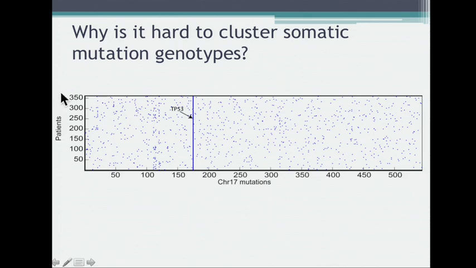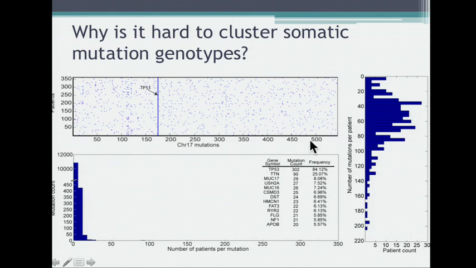Here I just plotted the patient by mutation matrix for chromosome 17. And really the only feature that is apparent is this TP53 mutation, which is in the majority of the ovarian cancer cohort. This is just for ovarian cancer here. If you were to quantify this a bit more carefully, here I show a histogram of the columns of this matrix, so basically the frequency of mutations for each patient, and here a histogram of the rows, and as we can see, most mutations occur in a very small fraction of the patients. We could discount these as passengers. However, in some sense, these might be, for that specific patient, very important mutations.